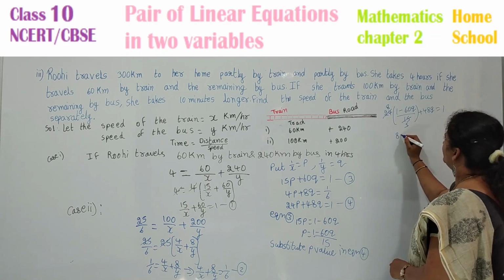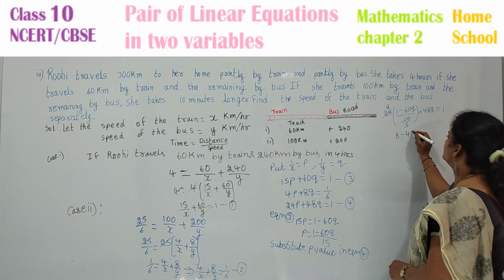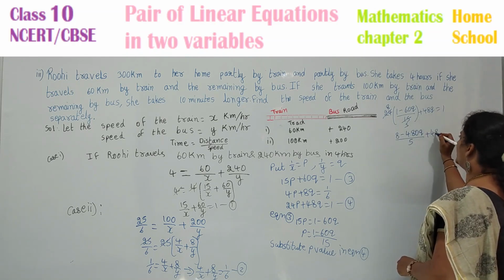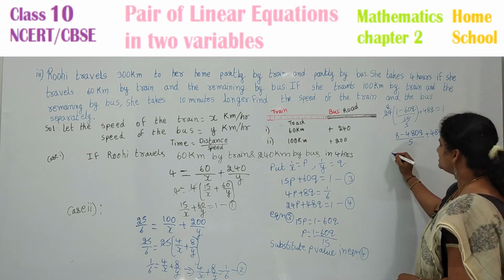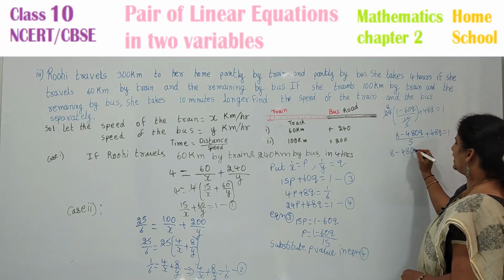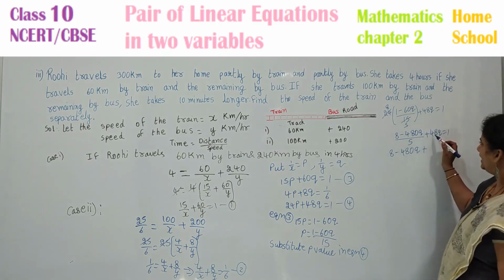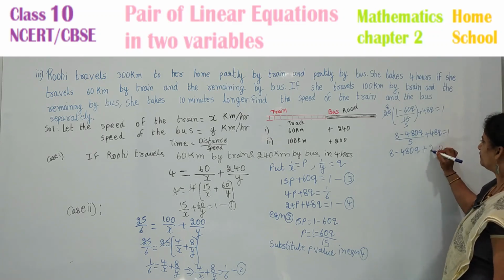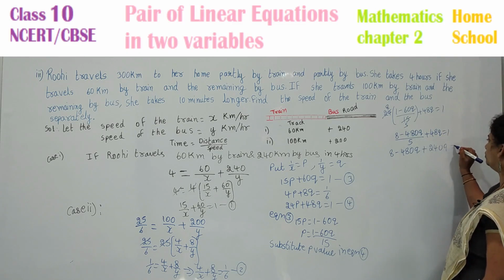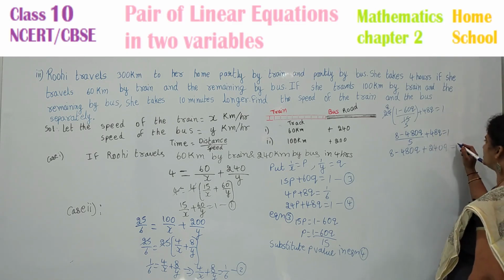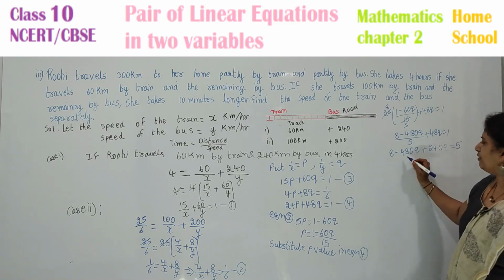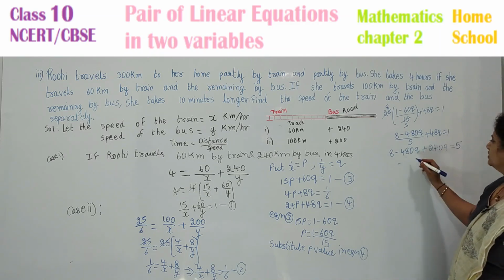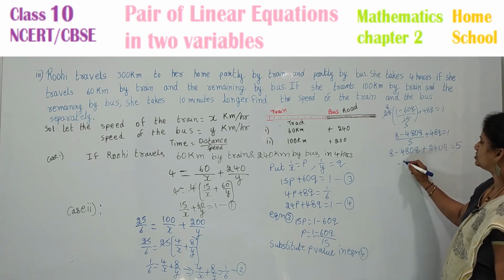8 into 1, 8. 8 60s are 480q by 5 plus 48q is equal to 1. Take out LCM. 8 minus 480q plus 5 into 48. 5 8s are 40. 5 4s are 20 plus 4 will be 240q is equal to LCM, children, it is 5 now. Send other side. 5 into 1 will be 5. Now minus 480q plus 240q, it will be minus 240q.